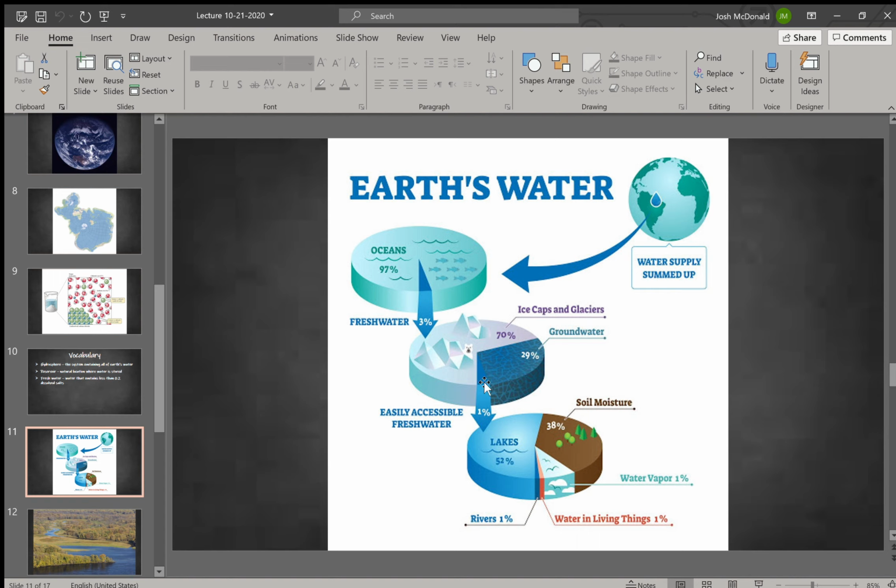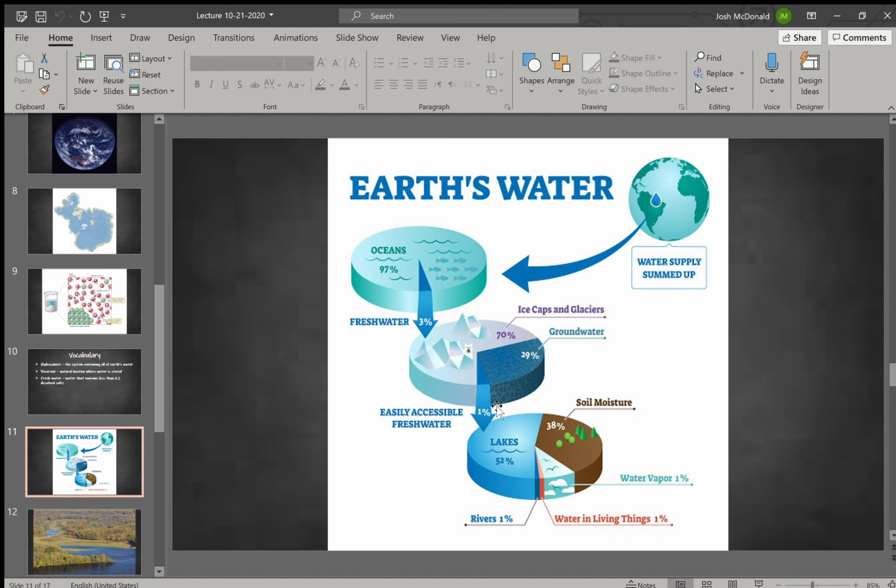But 1% of fresh water is easily accessible. That's not a great figure, considering that we need fresh water to survive, and your land animals need fresh water to survive. So that's kind of a small figure.